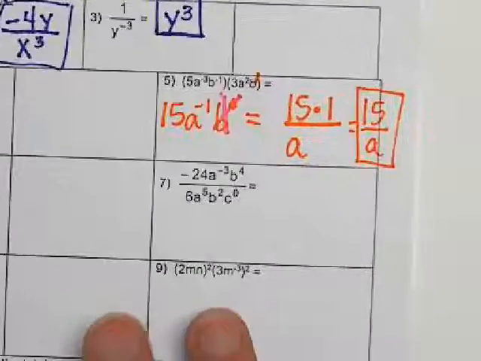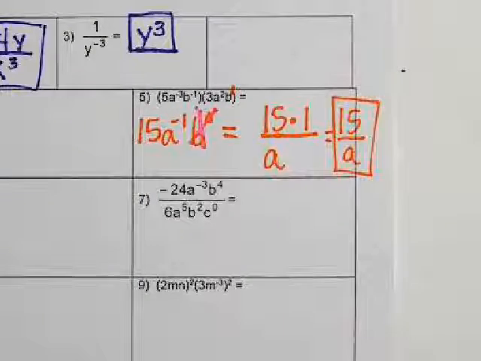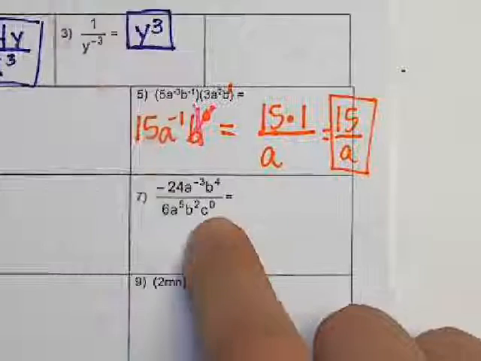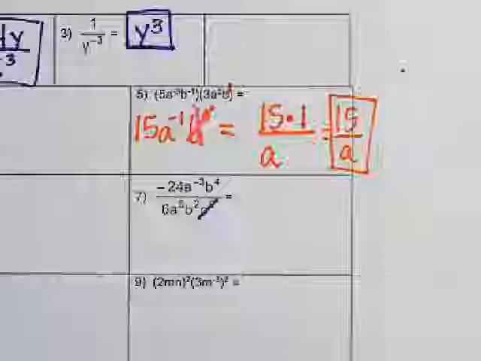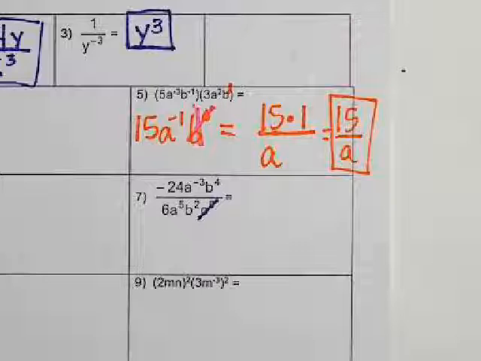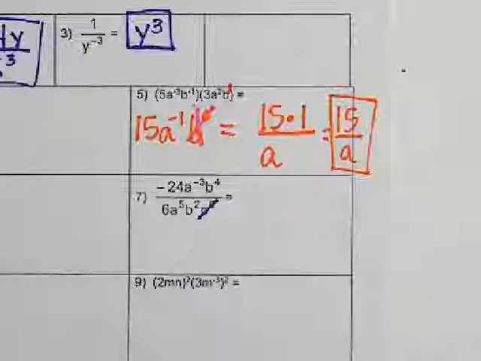Okay, number 7. What operation? Division. Okay, what else do you notice about number 7? It's got a 0 exponent. So what did I tell you to do when you see that 0 exponent? So I'm going to cross out the C and the 0. And I'm not going to worry about it. It's over with. Everything else that's not crossed out you do need to worry about. But if I cross it out, it's done.